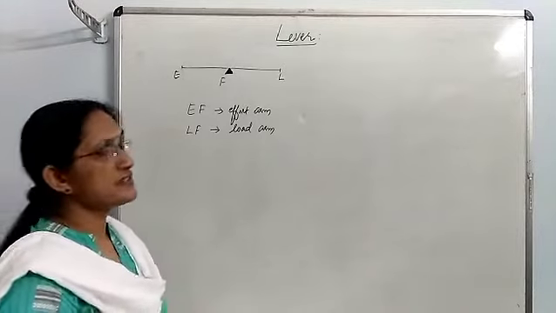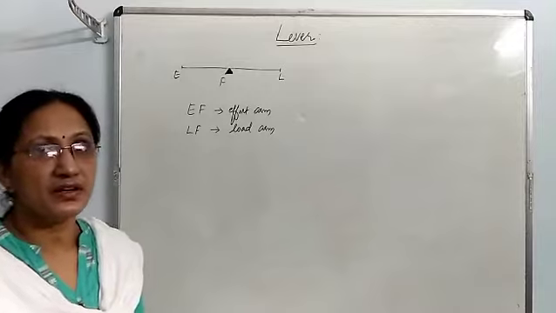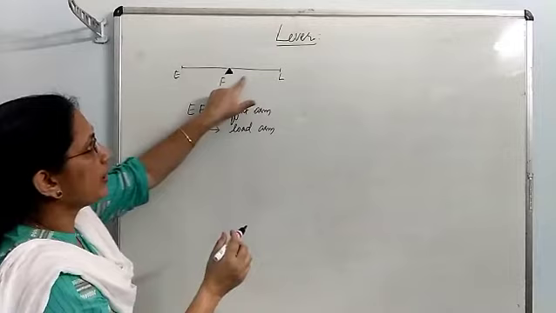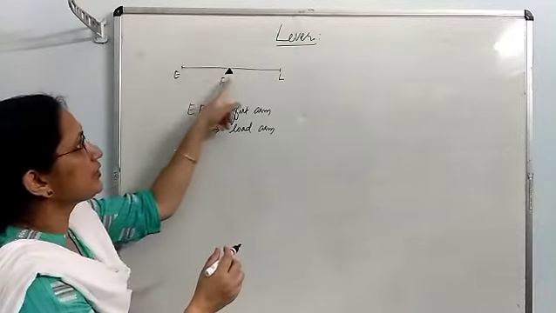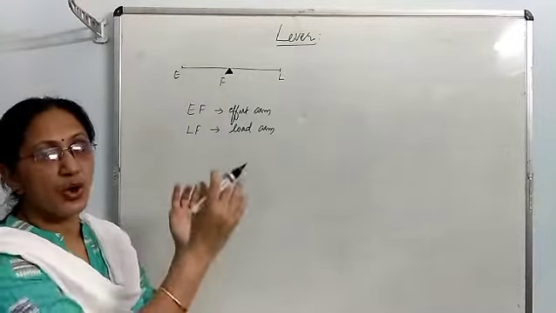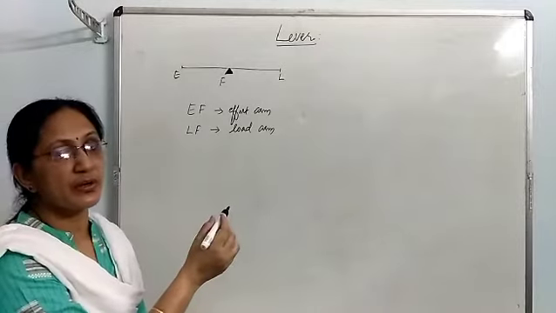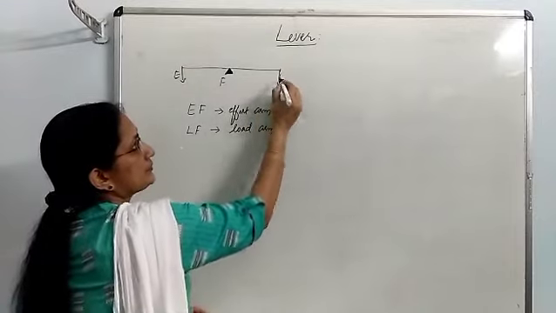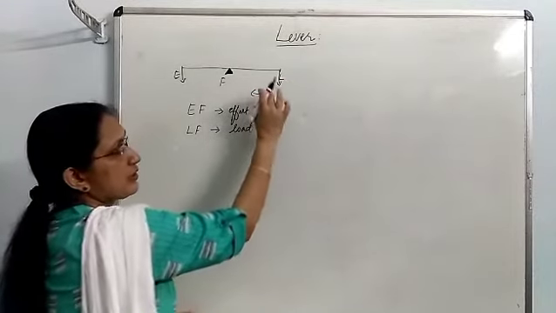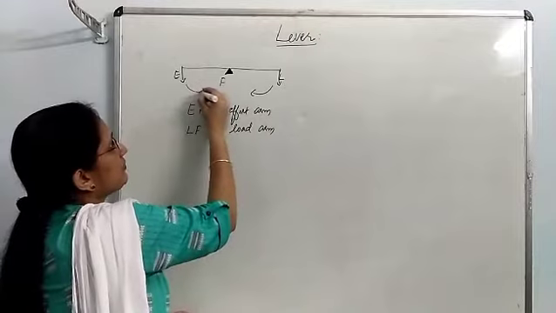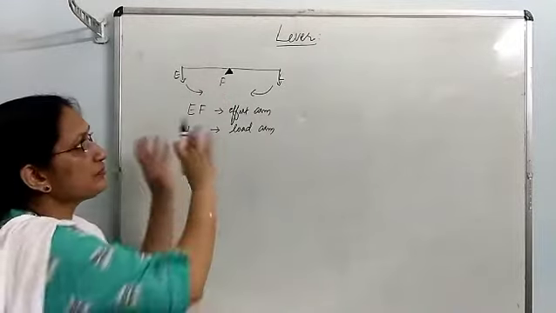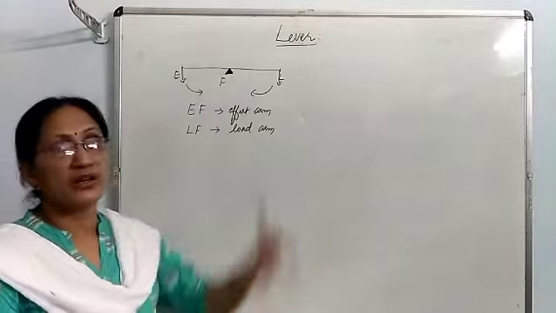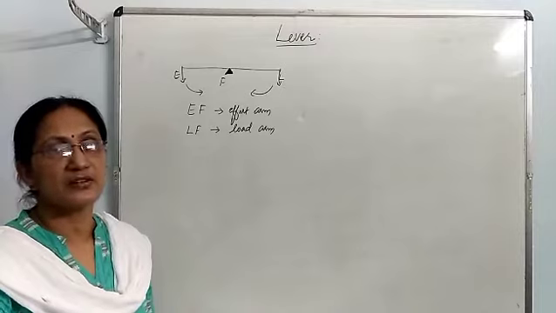Then the principle of a lever is, when a lever is in equilibrium or in balanced position, load into load arm is equal to effort into effort arm. That means clockwise moment and anti-clockwise moment are equal. The two forces here are load and effort. This load makes a moment in clockwise direction, effort makes an anti-clockwise moment. If these two moments are equal, then the lever will be in equilibrium or in balanced position.